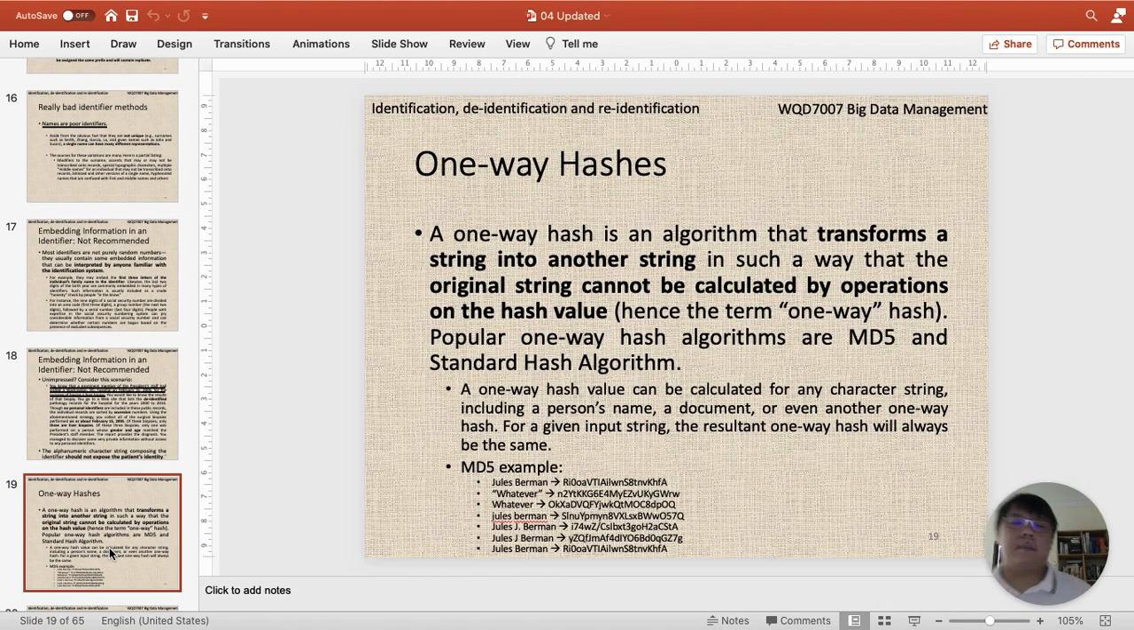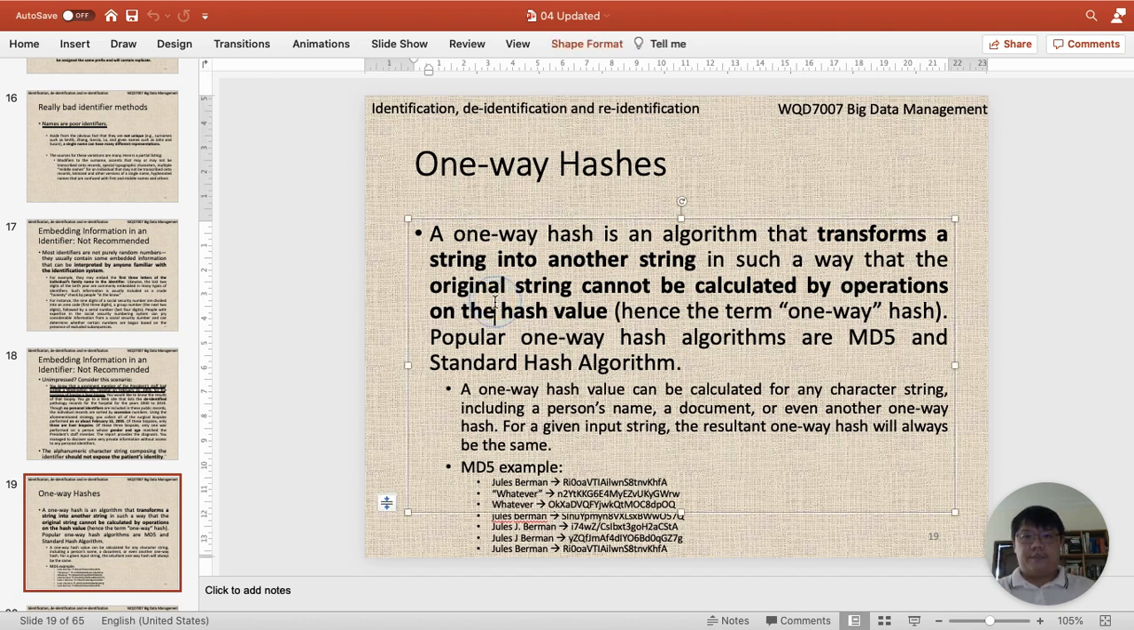Okay, then one-way hashes. One-way hashes is a way for you to transform a string into another string in such a way that the original string cannot be calculated by operations on the hash value. So in that case, we are using the word irreversible. You won't be able to recalculate this particular string back to your original name.